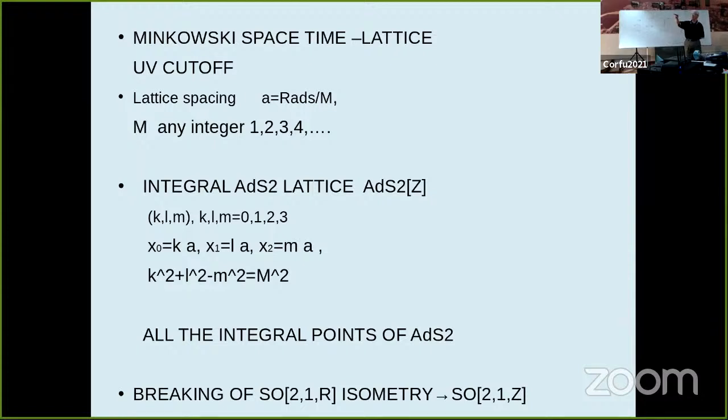Now, if you take only points of the integral lattice of the embedding Minkowski space-time, some of the points of the integer lattice will lie on the hyperboloid. If the coordinates are integer multiples of the lattice spacing and you put them in the embedding equation, then you have a set of triples of integers that should satisfy k squared plus l squared minus n squared equals m squared. Now, because of the indefinite metric, the number of solutions is infinite.